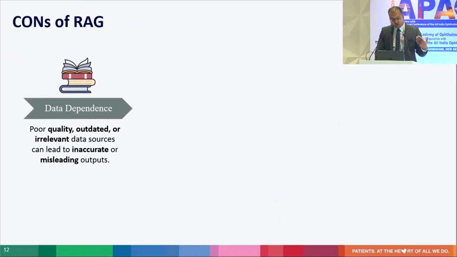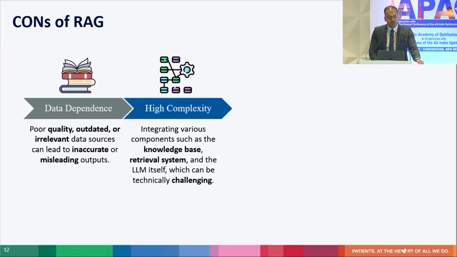Moving on to the cons of RAG. Basically, RAG is data dependent. If you have poor quality data, outdated data, or irrelevant information, you then get misleading outputs. Followed by that is high complexity. There is a retrieval component and an interaction with the knowledge base, and this leads to complexity in the pipelines using RAG.